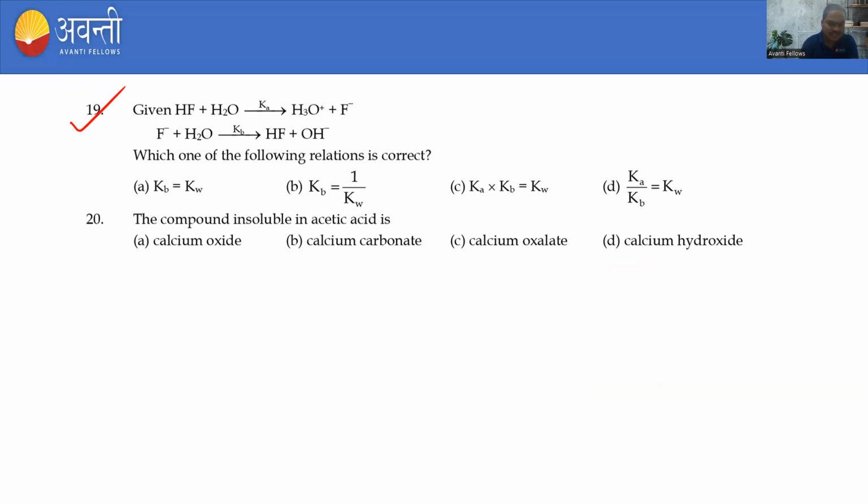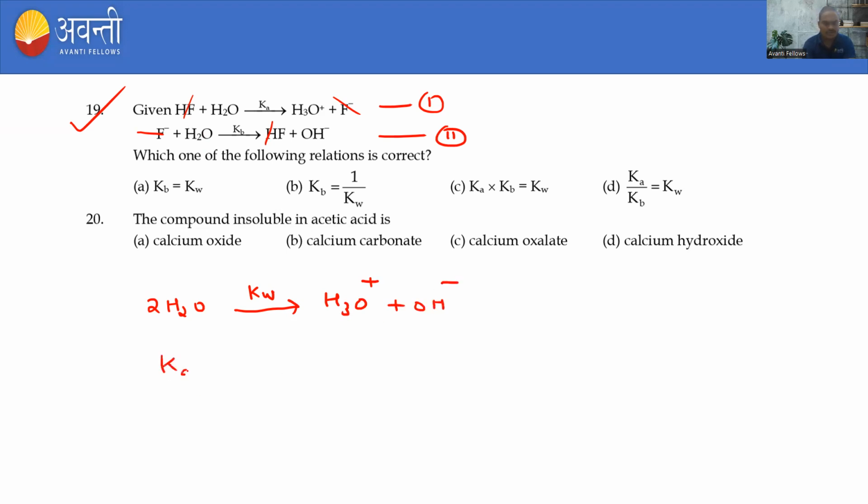When the above two reactions are added, the next reaction is formed. This is equation number 1, suppose, and this is equation number 2. Now you want to add these equations. So what do you get? H2O and H2O will become 2H2O. The F negative and F negative cancel out each other, and HF and HF cancel out each other. So you are left with 2H2O, Kw. This gives us H3O plus and OH negative.